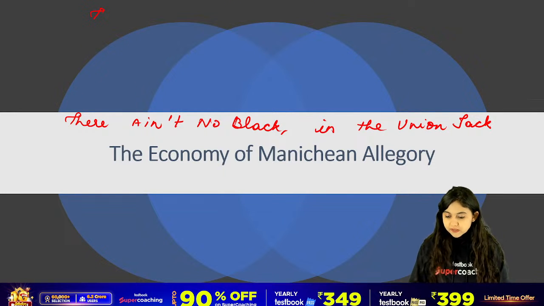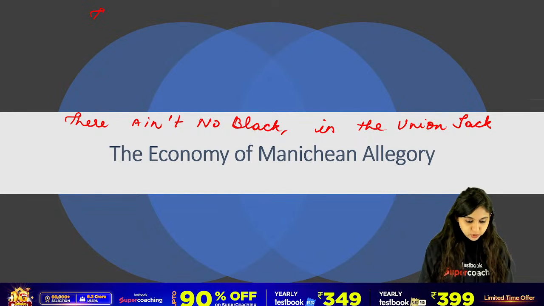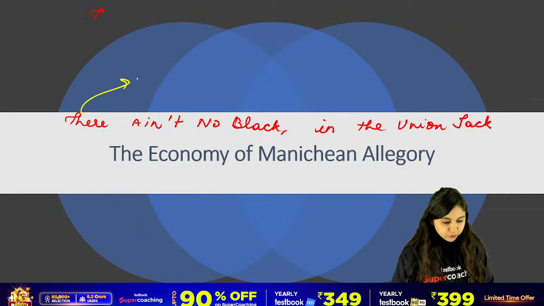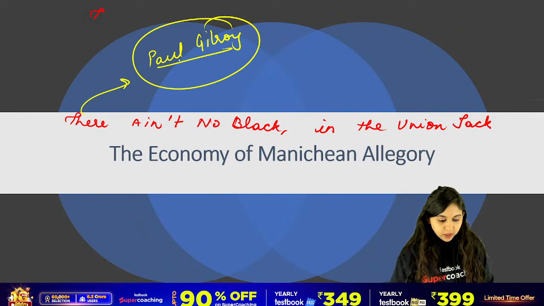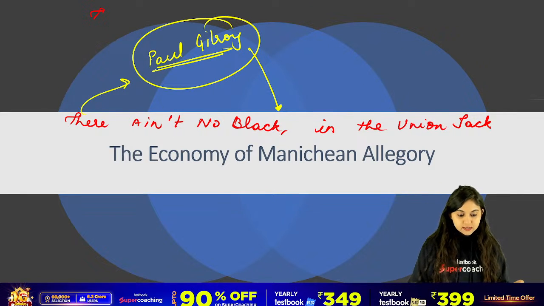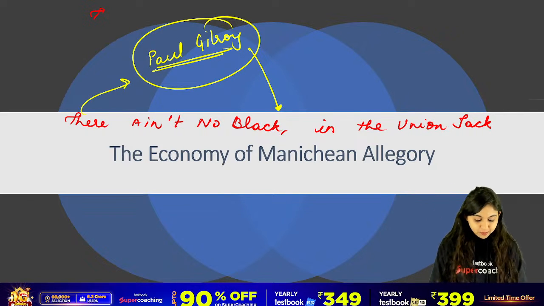So please remember, this is Paul Gilroy. Paul Gilroy has written There Ain't No Black in the Union Jack. This is a work that is coming from the pen of Paul Gilroy. Who's the writer who's writing this particular work? Paul Gilroy is writing There Ain't No Black in the Union Jack. All of you should be aware of it.